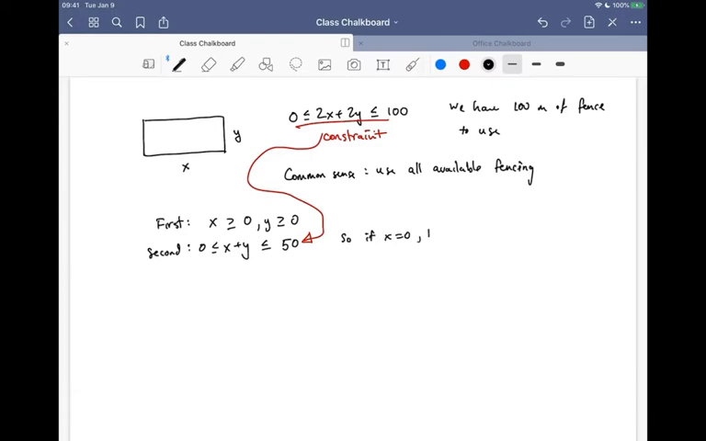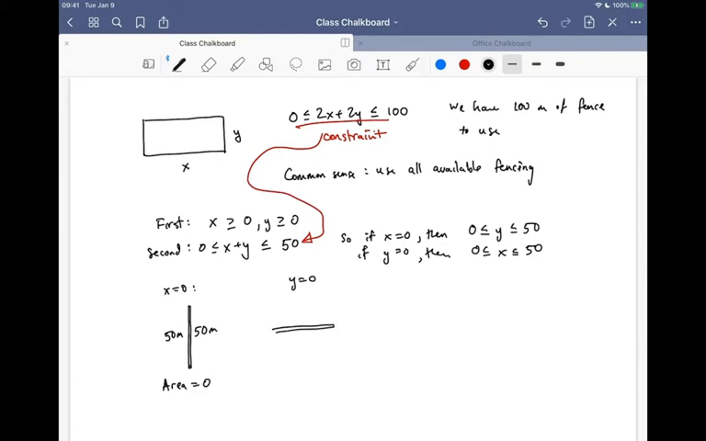And so what that means is that at most, if we let x equal 0, then y would have to be between 0 and 50. Similarly, if y equals 0, then x also has to be between 0 and 50. That makes sense. These would be extreme cases of fencing, where if we let x equal 0, our fence would basically look like this. We would have 50 meters down and 50 meters back up, and basically we just have a fence standing in the middle of nowhere, and that doesn't enclose any area. And then the other situation is the same idea, but it would be like this.